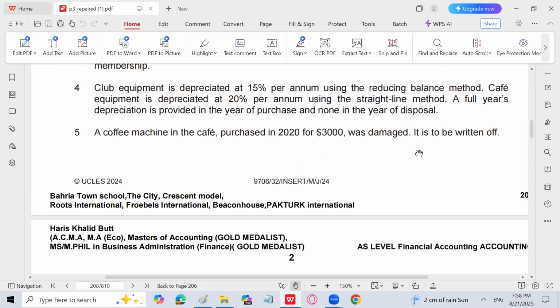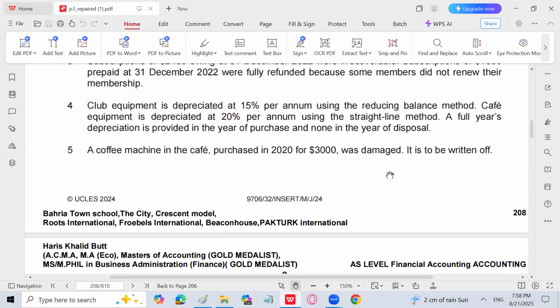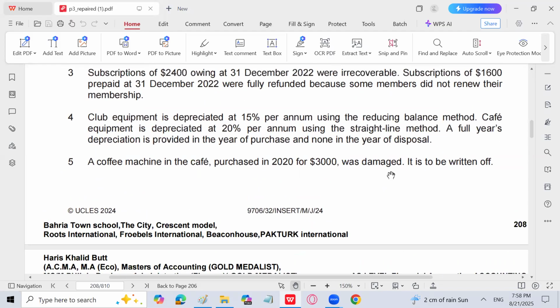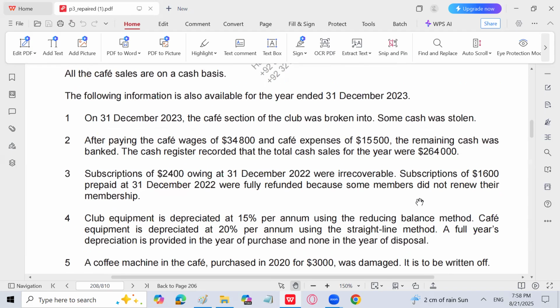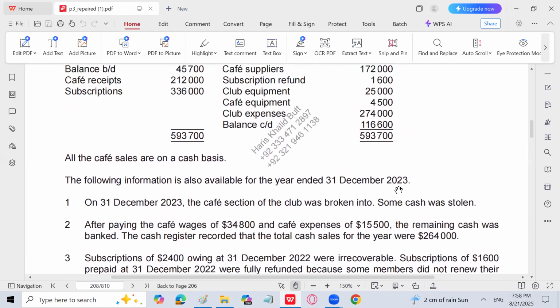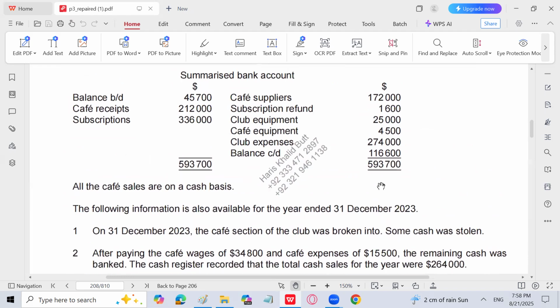So what is the new thing in this question? There are two things which remind you of the previous questions also, which is important. Number one, in this question, May-June 24, 32, closing inventory is not given in the question. And number two, you have to prepare a cash account also to find total cash sales.